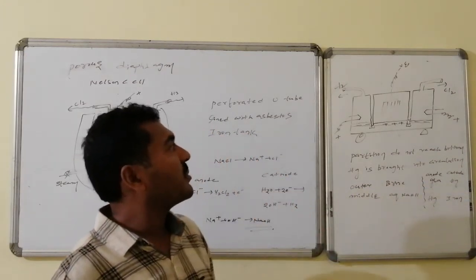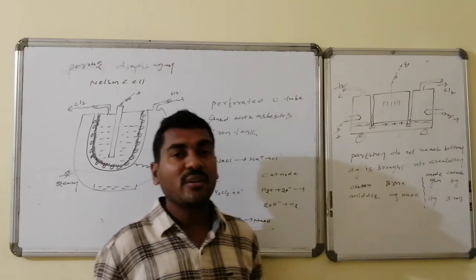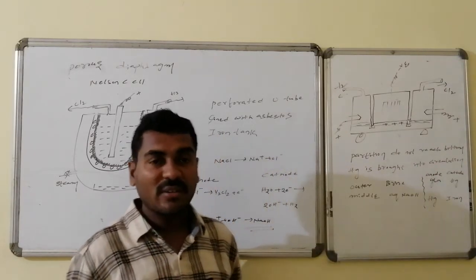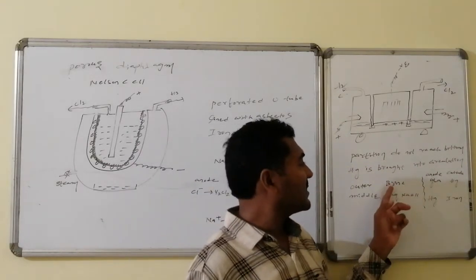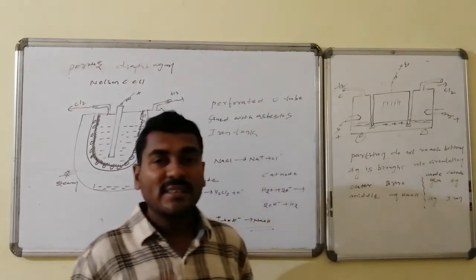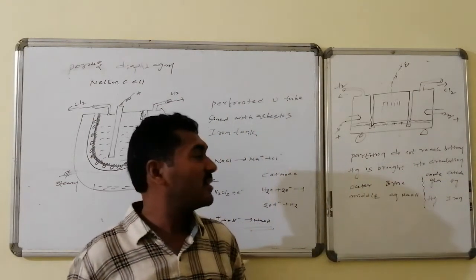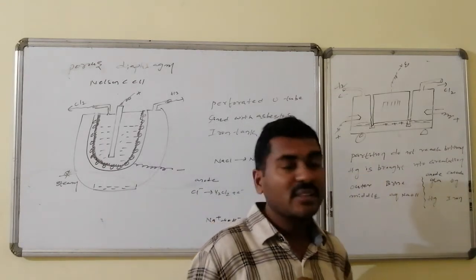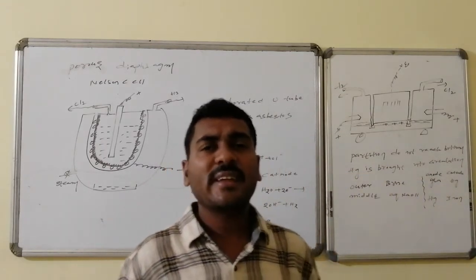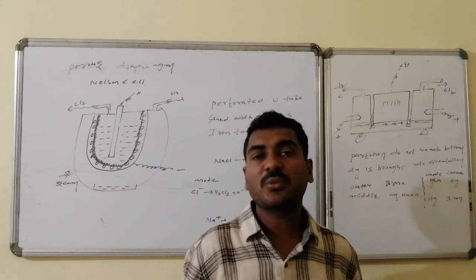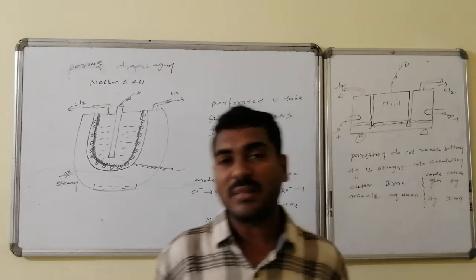In the outer compartment the electrolyte is brine, and in the middle compartment the electrolyte is aqueous sodium hydroxide. The electrodes in the outer compartment are graphite as anode and mercury as cathode, whereas in the middle compartment the anode is mercury and the cathode is iron. Let us go for the reactions. What are those and how do they take place?